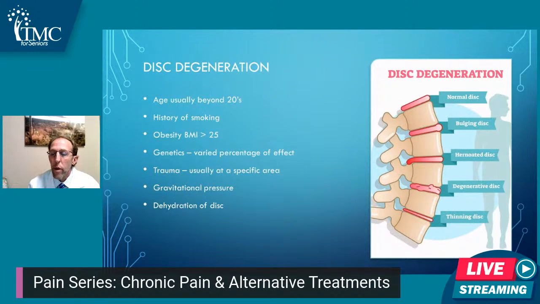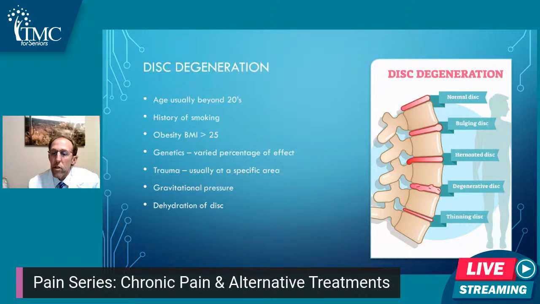So after the age of 20s, we'll see disc degeneration, which can occur naturally. Some of the risk factors that escalate disc deterioration go along with history of tobacco use due to carbon monoxide or nicotine exposure itself. Obesity, when our body mass index may be over 25. As that increases, we also have increased gravitational pressure on these discs.